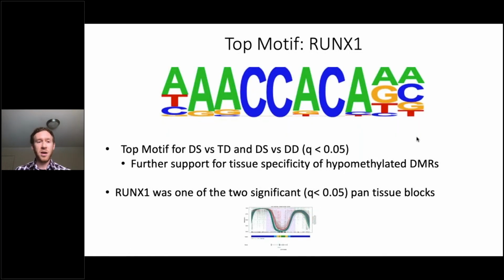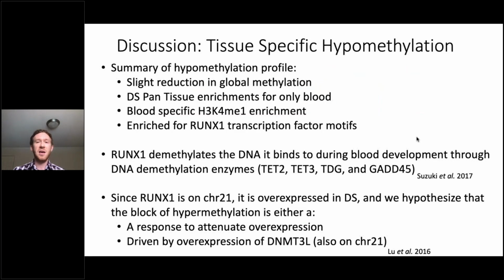What's noticeable though is the runt family, the key member here and the one driving it, is actually RUNX1. And this is the top motif in both our Down syndrome contrasts, and really starts to give a bit more support for this tissue specificity of the hypomethylated DMRs. And just to refresh your memory, this was one of our two significant pan-tissue blocks. So it really seems like this region showing a large change is really starting to be behind a lot of that hypomethylation we're seeing.